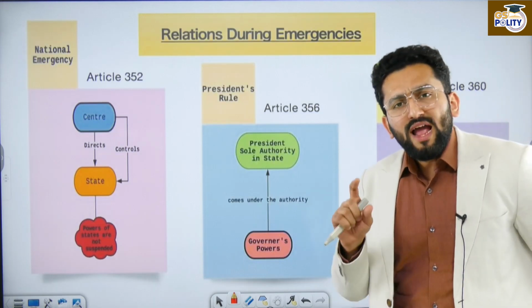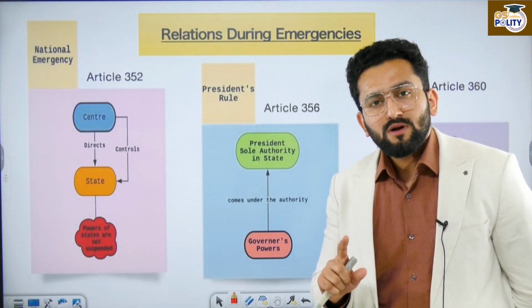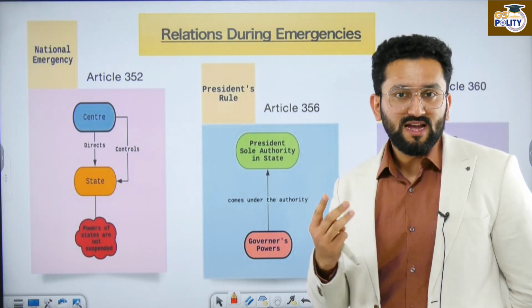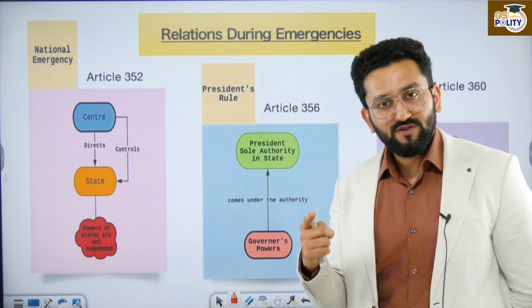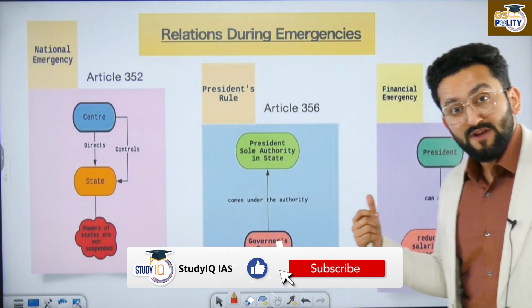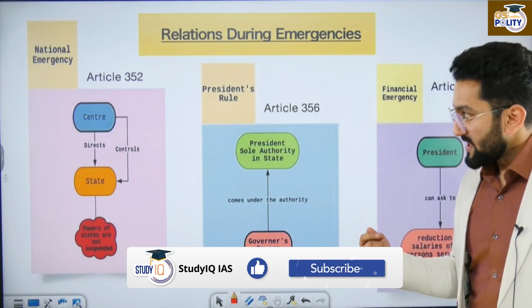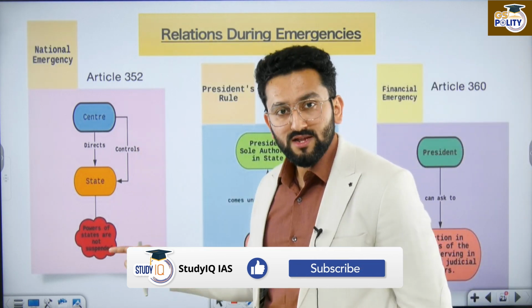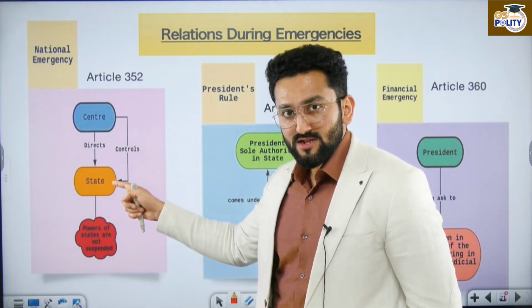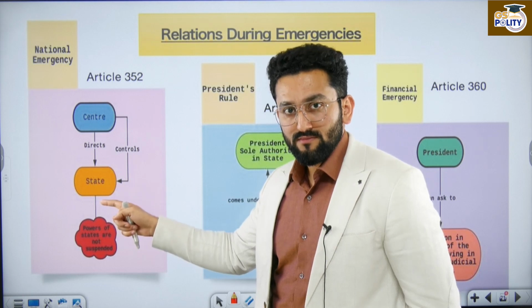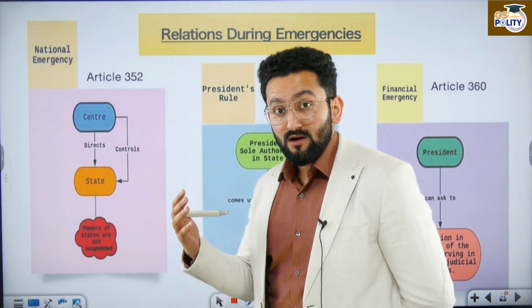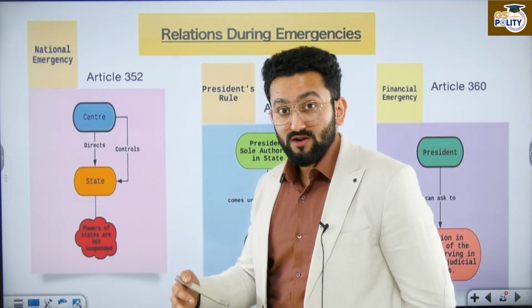Now, how do executive relations get hampered during emergency? We have three provisions with respect to emergency. National emergency, Article 352. State emergency or President's rule, Article 356. Then financial emergency, Article 360. Now, national emergency. In this case, the center can actually direct the state on any matter. The reason is that it may be possible that the integrity and unity of India is under threat.